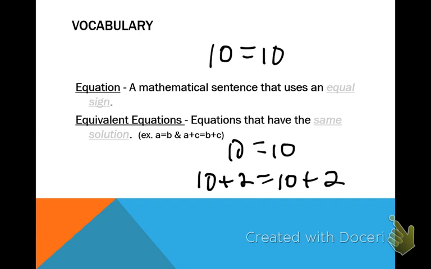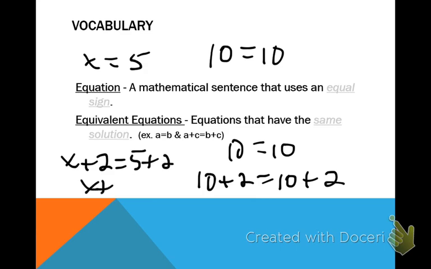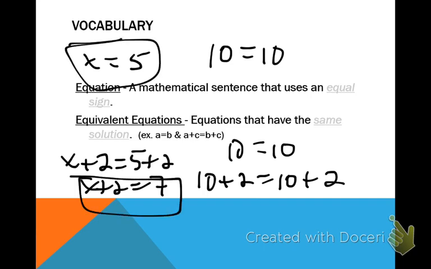Take that a step further, to what makes a little bit more sense in the algebra world. x equals 5 is an equation. An equivalent equation for x equals 5 would be x plus 2 equals 5 plus 2, or x plus 2 equals 7. This guy right here is an equivalent equation to that guy right there. They have the same solution. We're going to use that idea to help us solve equations.